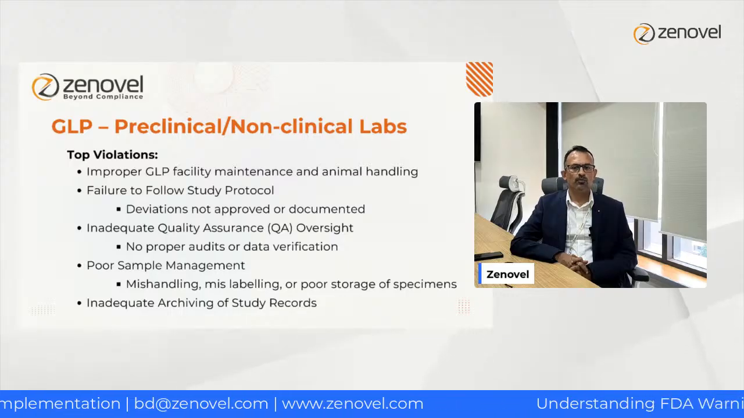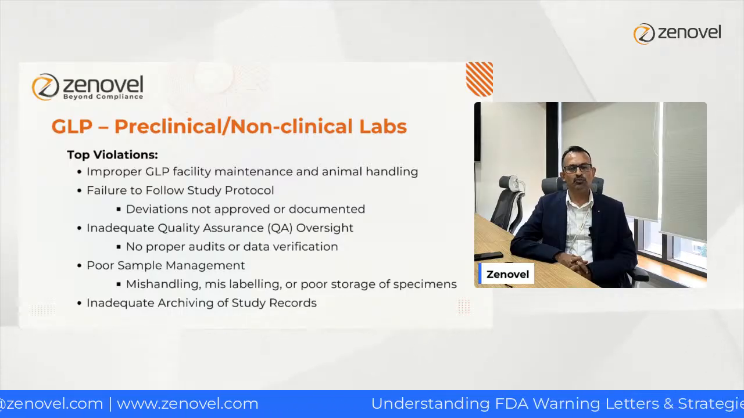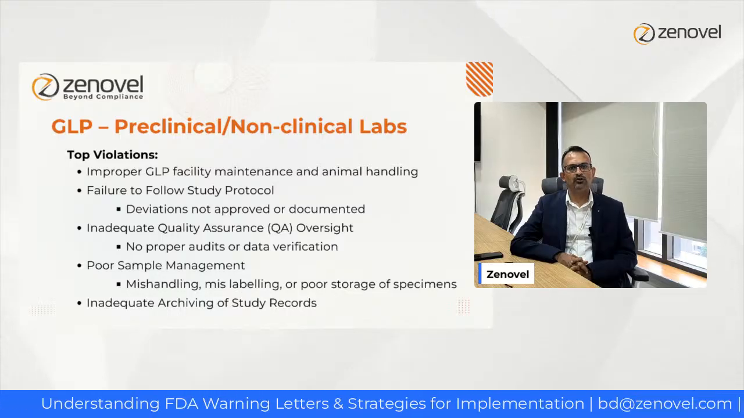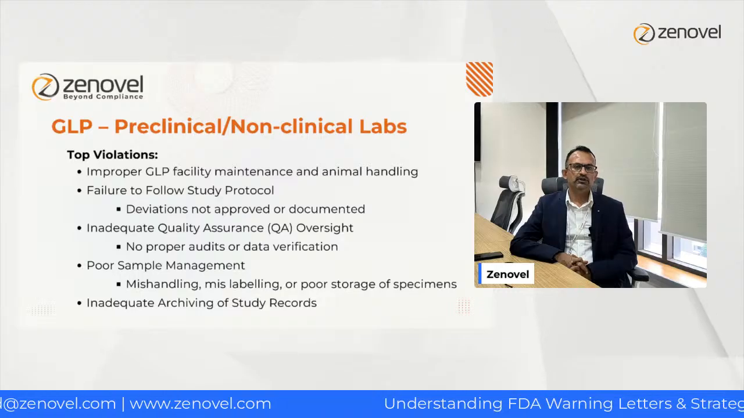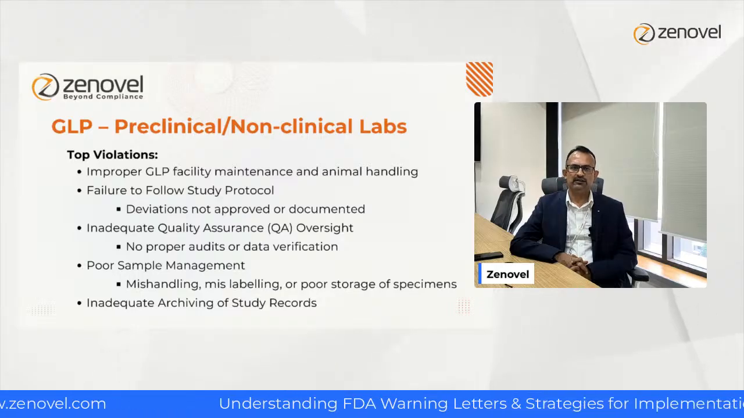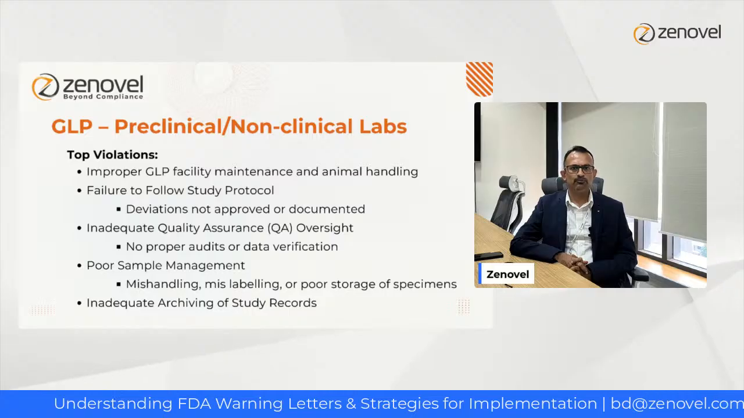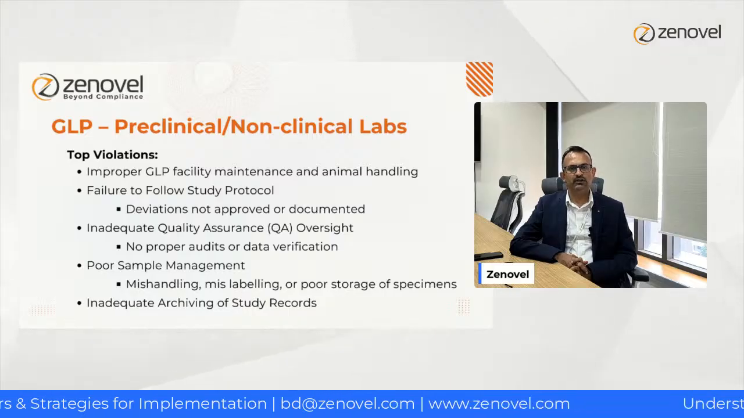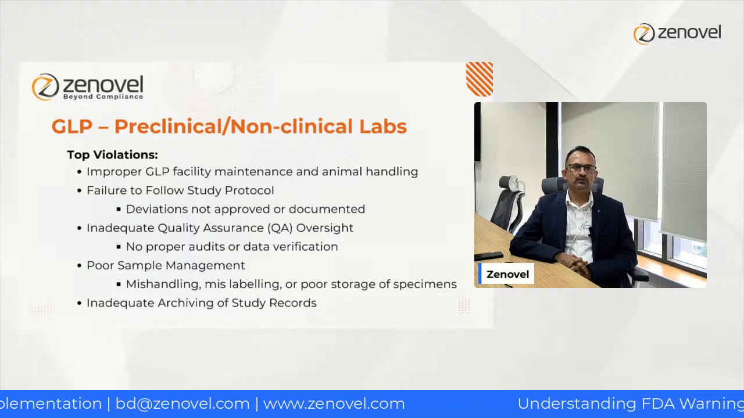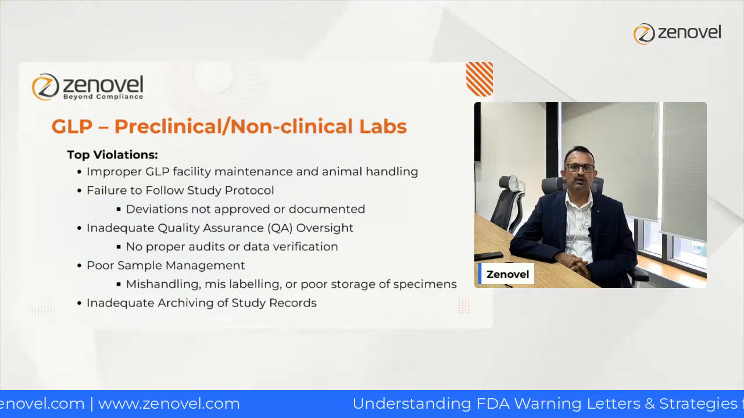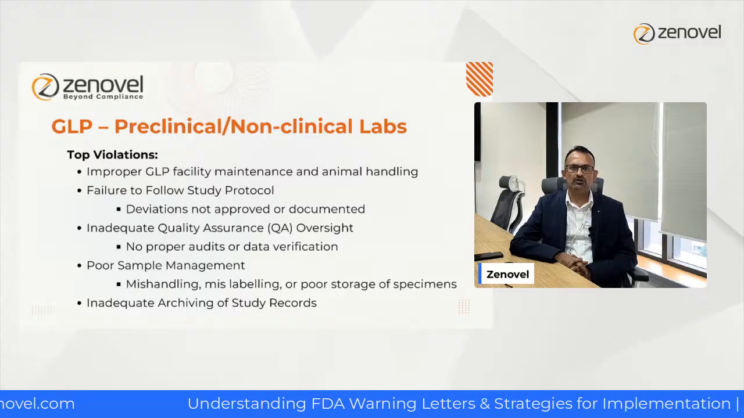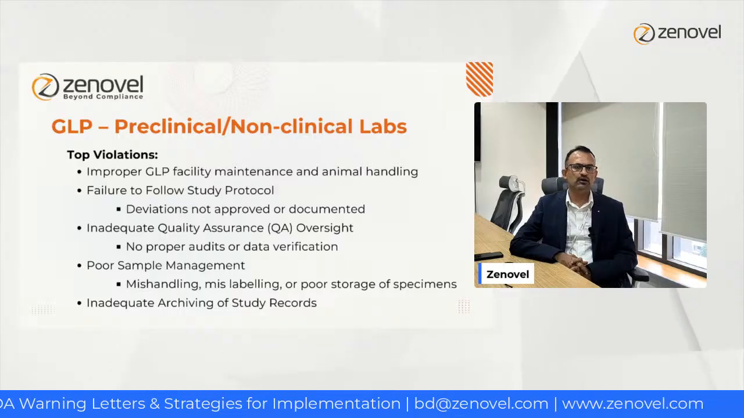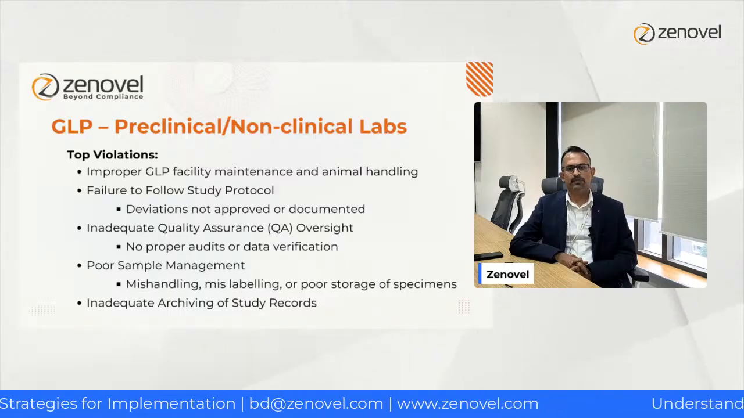Next is inadequate quality assurance, QA oversight. QA is not doing proper training, and after getting observations, they are not reporting these observations to the management. Then there is poor sample management. In GLP, sample management is an important task. From getting the sample from the animal to discarding the sample, we have to maintain the whole chain with proper documentation. If the documentation is not proper or sample management is not proper, then FDA can give serious observations on this.